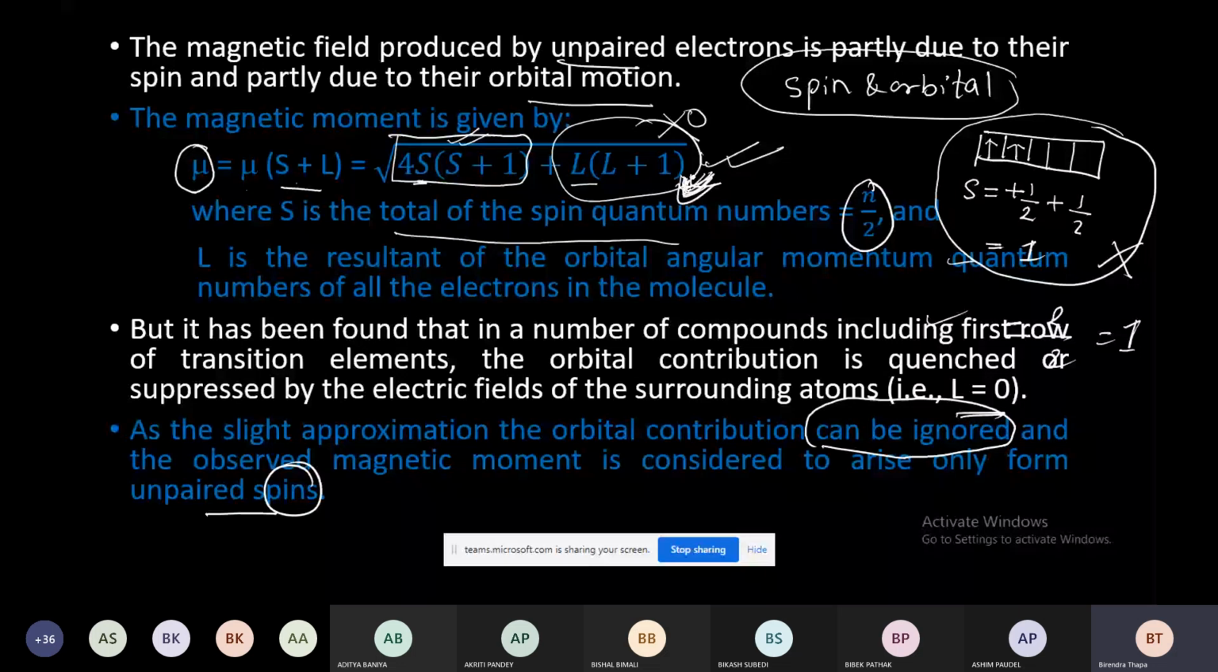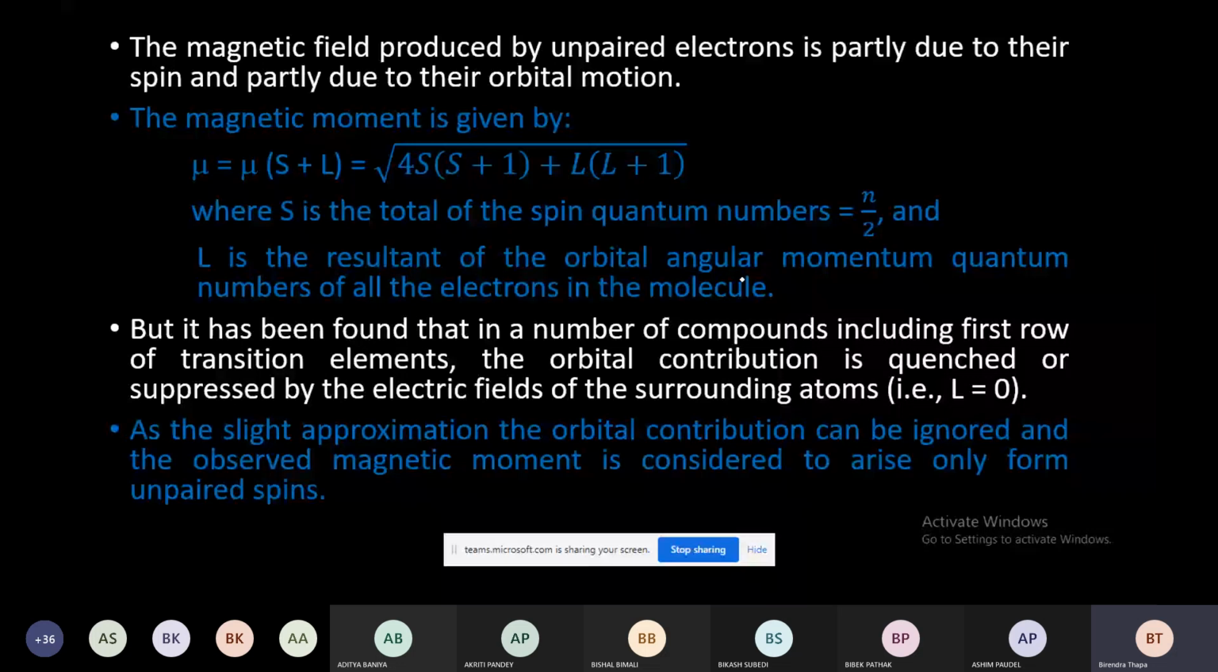Resultant of the orbital angular momentum quantum number, or azimuthal quantum number.